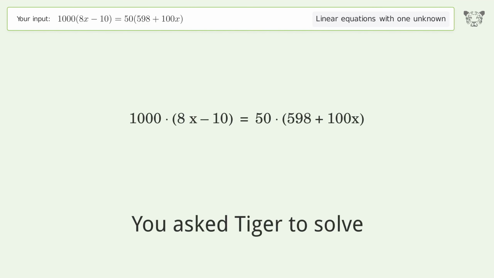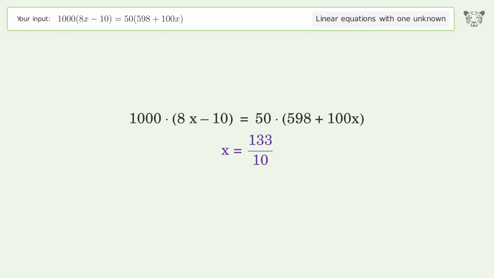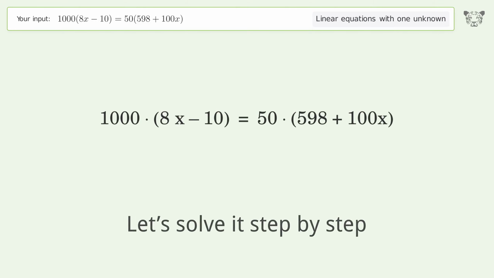You ask Tiger to solve this. This deals with linear equations with one unknown. The final result is x equals 133/10. Let's solve it step by step.